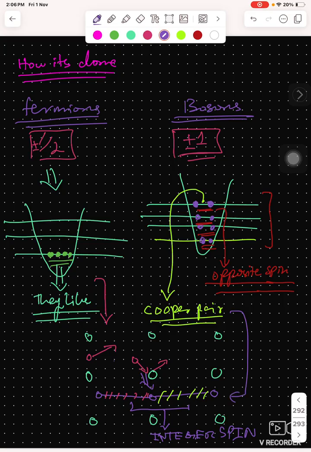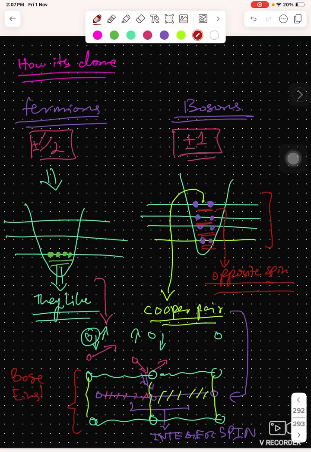So that's the reason they start to act in such a way that now these lattice which were moving up and down again and again are now at a fixed point and they act as one entity. And again, them acting as one entity is something known as a Bose Einstein condensate.